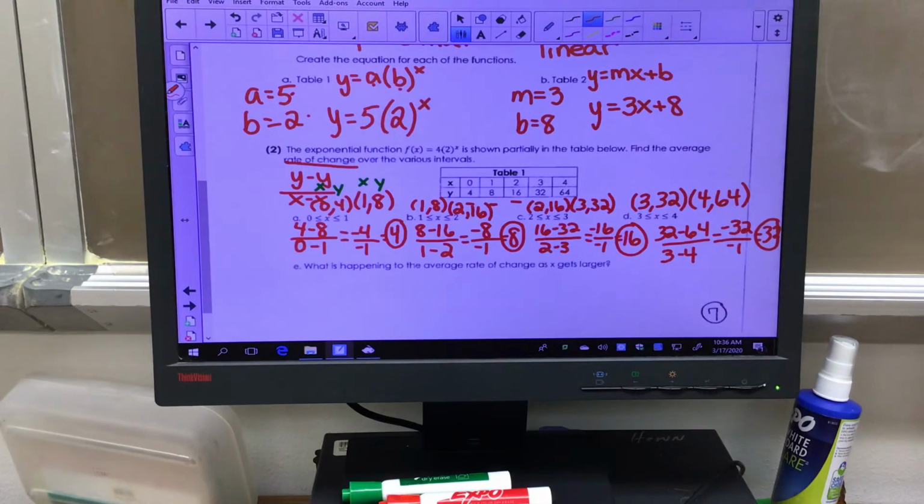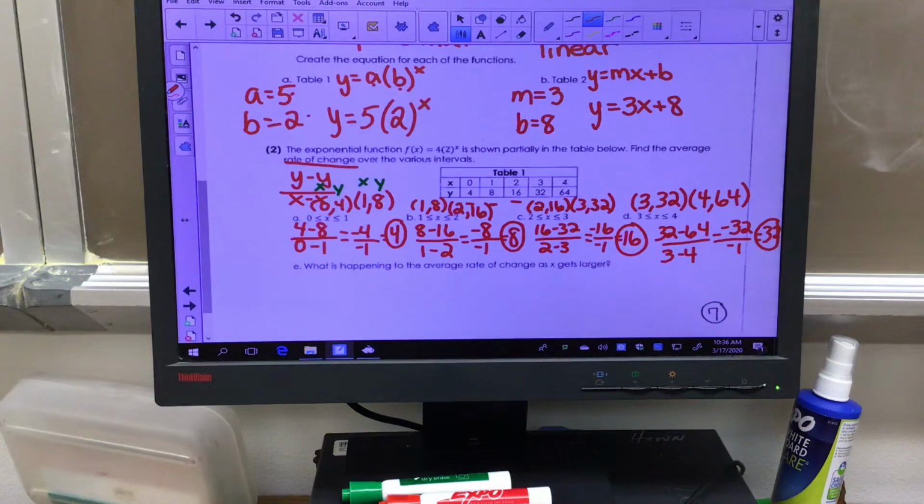Interesting. Those are numbers in the table, aren't they? They're the ones that go in order. So what is happening to the average rate of change as x gets larger? As long as these x's are getting larger, the rate is going up: 4, 8, 16, 32. So now what is that going up by? How do we go from 4 to 8? I could add 4, but 8 plus 4 is not 16. So if I'm not adding, I'm multiplying.